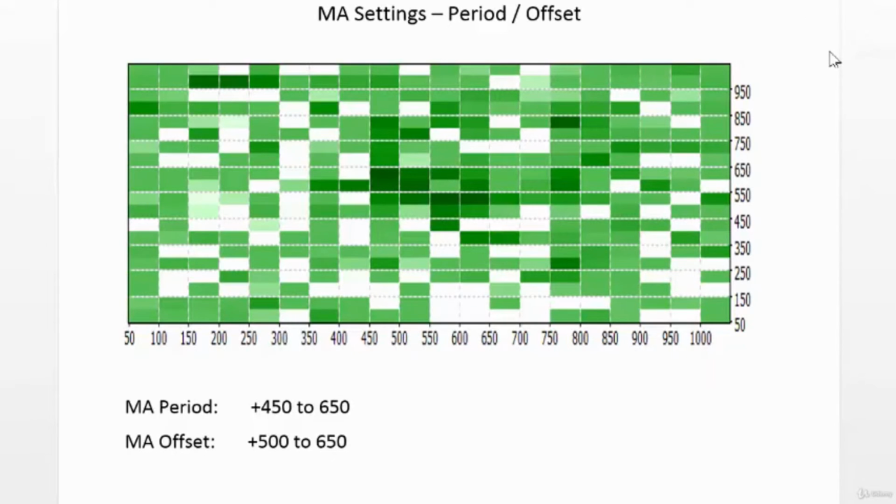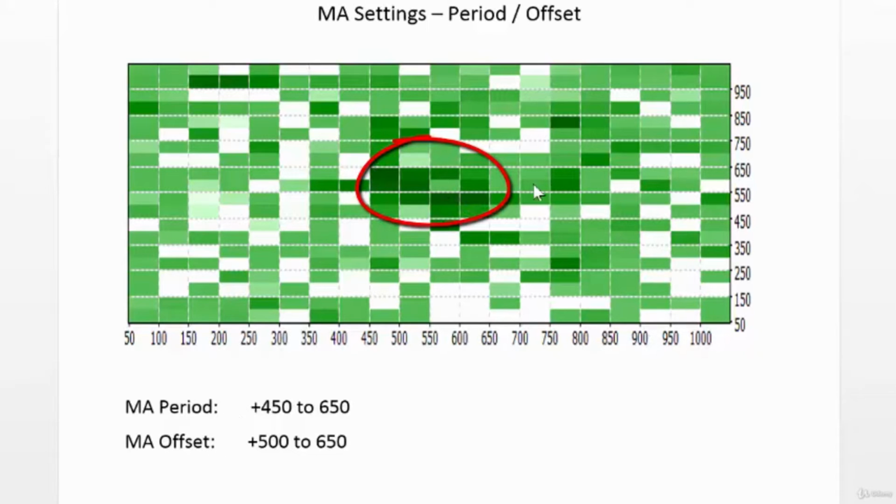This is a graph of the MA settings for the period and offset. Not as clear as the previous one, but somewhere in the middle you can see a good concentration of positive settings. So I would say if we look at the MA period, anything on this side of 450 should be ignored, and you should be using settings higher than 450 but not necessarily more than 650, because there's a bit of a corridor of loss-making ones there. So that will hopefully capture that type of area.